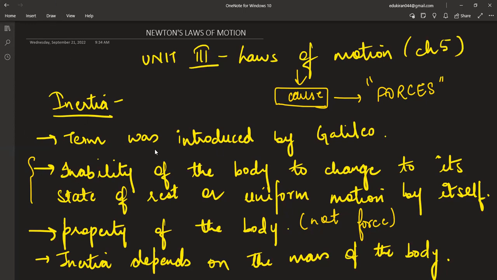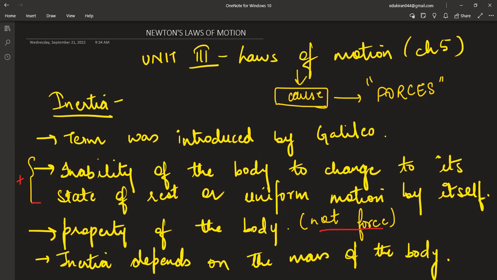So let's discuss. The term was introduced by Galileo. Inability, this is actually the definition. This has been marked separately because in the exam, you have to write this definition. Inability of the body to change its state of rest or uniform motion by itself. Inability, it is not able to change by itself. It's a property of the body, not force. Please mention it carefully that it's not a force. And inertia depends on the mass.